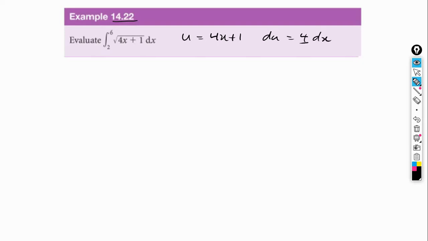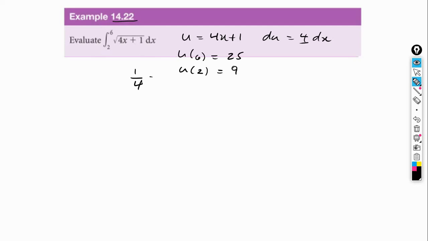So notice that we don't have this 4. Therefore, we're going to have to add that to the integral. And we can do that by saying 1/4 times the integral, right? But there's something else that we have to be careful with, and that is the bounds, because once we do u substitution, the bounds will change as well. We have to plug in the values into the u function. So u of 6 is going to equal 25, and then u of 2 is going to equal 9. So those are going to be the new bounds of the interval.